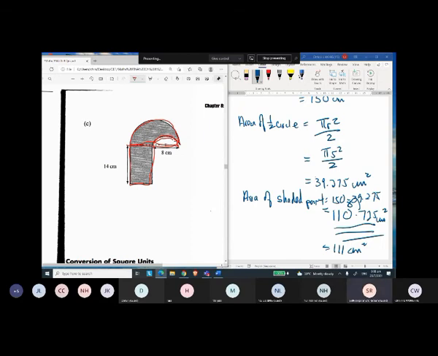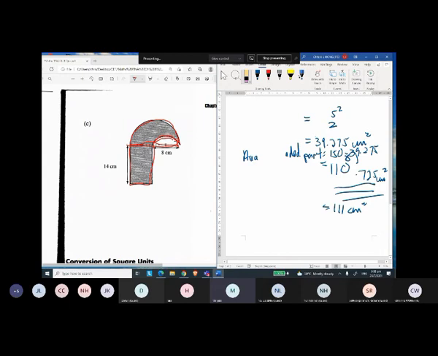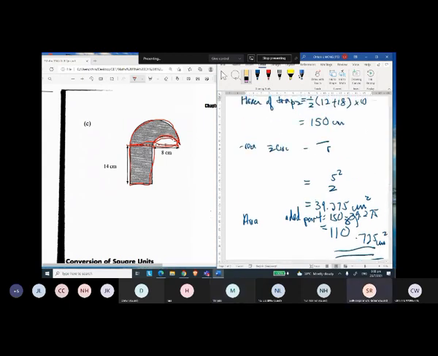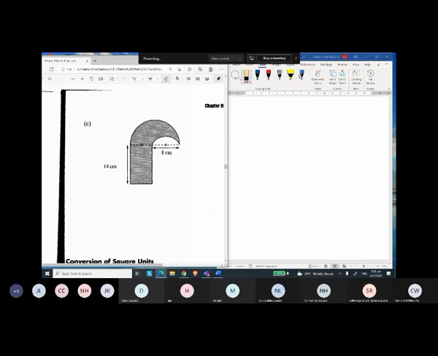Okay, let's go through another one together. Now you're supposed to find two things, same thing. Let us find the perimeter of the figure first, okay? So you need to add this plus this plus this plus this plus this.